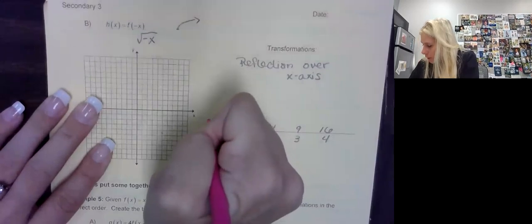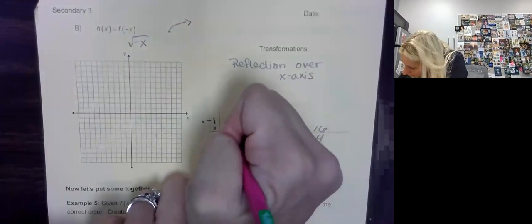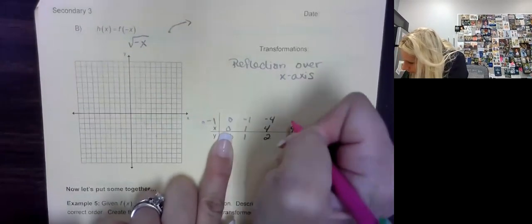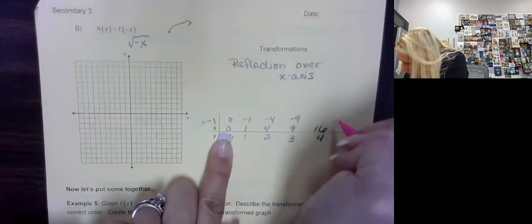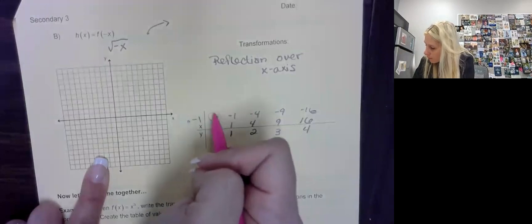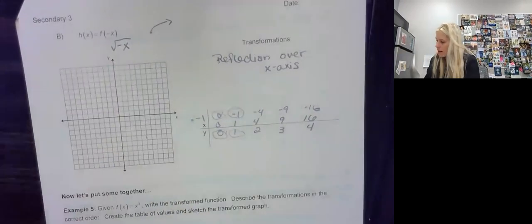Okay, I'm going to make sure I remind myself that we're multiplying, not subtracting. So we get 0, -1, -4, -9, and -16. Of course, we're not going to be able to graph all of these because it only goes from -10 to 10, right?